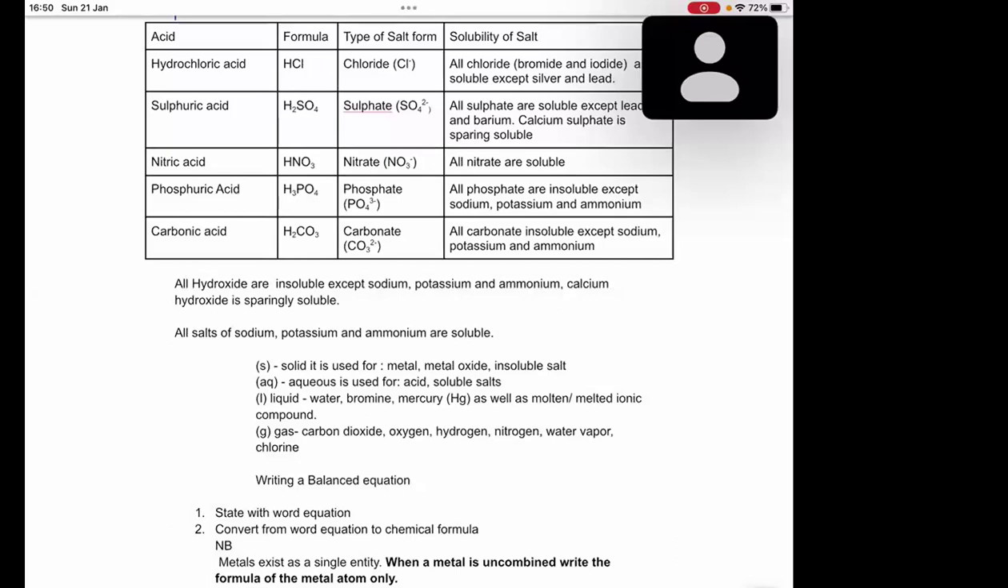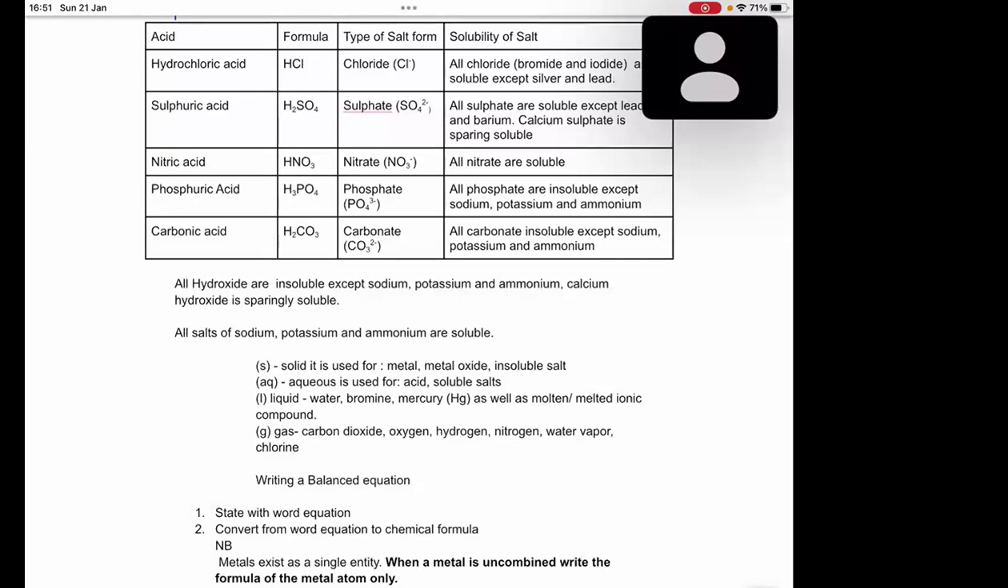The next state symbol is liquid. We use liquid for water, bromine. Bromine is a liquid unless we're using aqueous bromine, but bromine is generally a liquid. Mercury is also a liquid. Mercury is a metal, but it's the only metal that's not a solid. So if we have mercury, popular multiple choice question, mercury is a liquid, as well as molten or melted ionic compounds. So when you get to electrolysis, for those who have done it or those who have not done it yet, you're going to come across a lot of molten or liquid ionic electrolytes. You have to use the state symbol L for those.